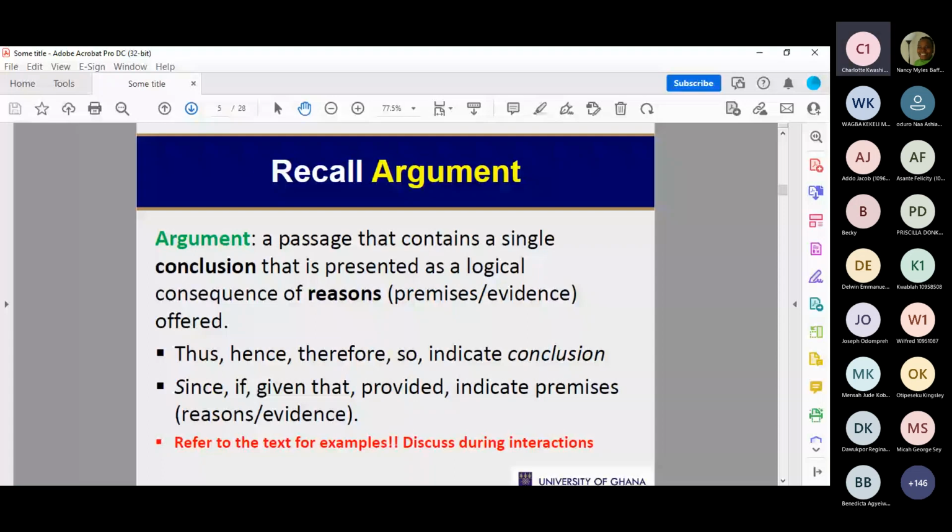Argument: a passage that contains a single conclusion that is presented as a logical consequence of reasons, or premises or evidence, offered. Thus, hence, therefore, so indicates conclusion. Since, if, given that, provided indicates premises, references, or evidence. Refers to the next example. The text for examples.